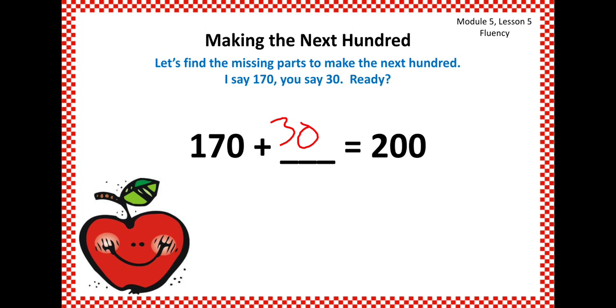Make the next 100. Let's find the missing part to make the next 100. I say 170, you say 30. 170 plus 30 will give us 200. So if we just add 30 to 170, we'll get a complete 100, which is 200.